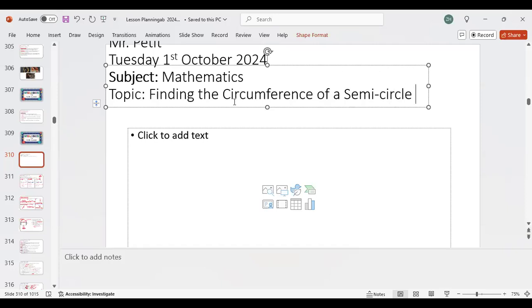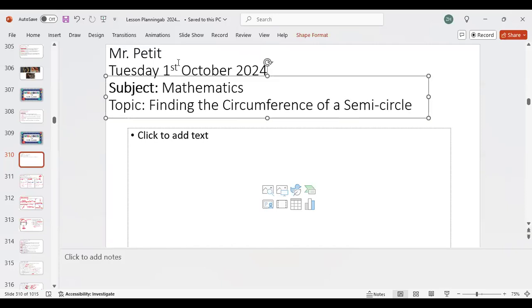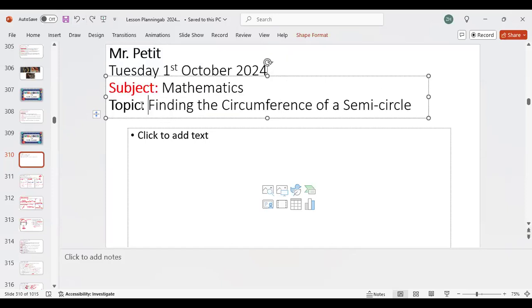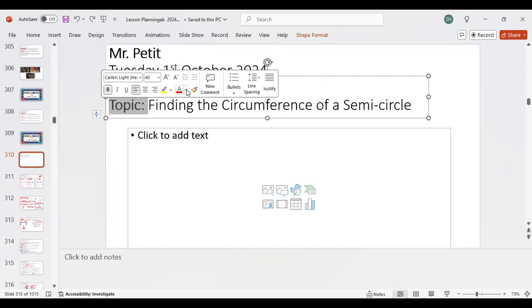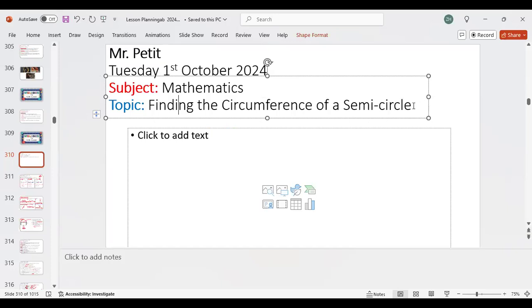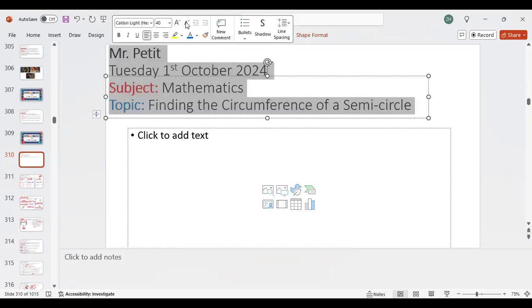Now, when we say semicircle, what do we mean by semicircle? What is that? Half of a circle. Very good. So an exact half of a circle. We're going to also use a formula to help us find the circumference of a semicircle.